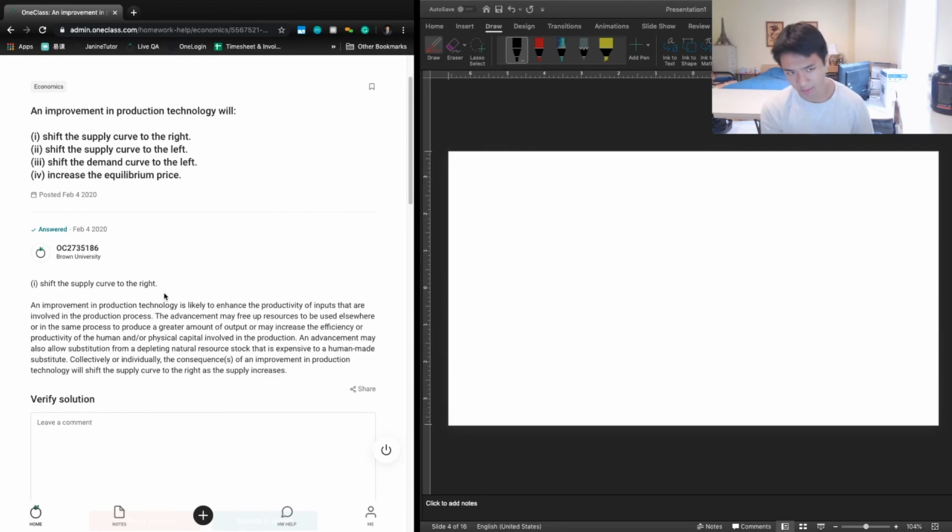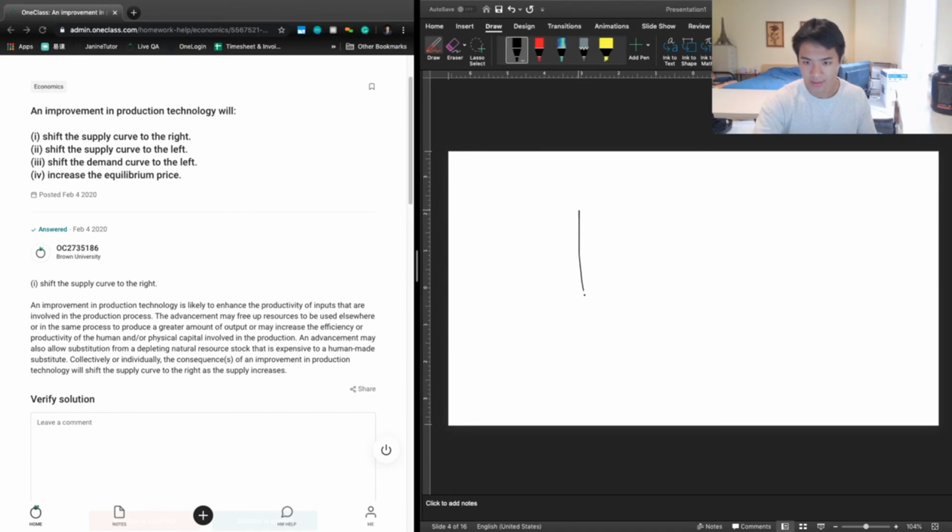And an increased equilibrium price, we know that if the supply curve shifts to the right on a supply and demand curve, we can quickly draw this out. Oops, I think this turned off maybe. We can take a look at it on the right hand side.